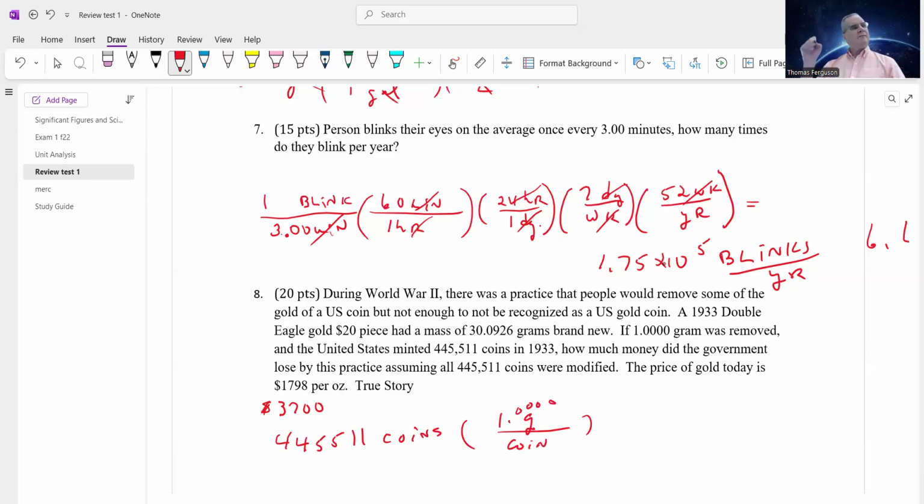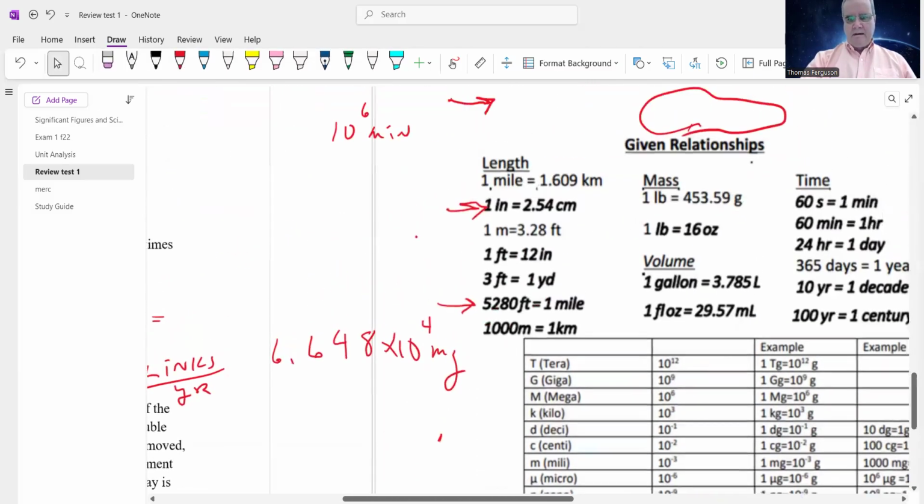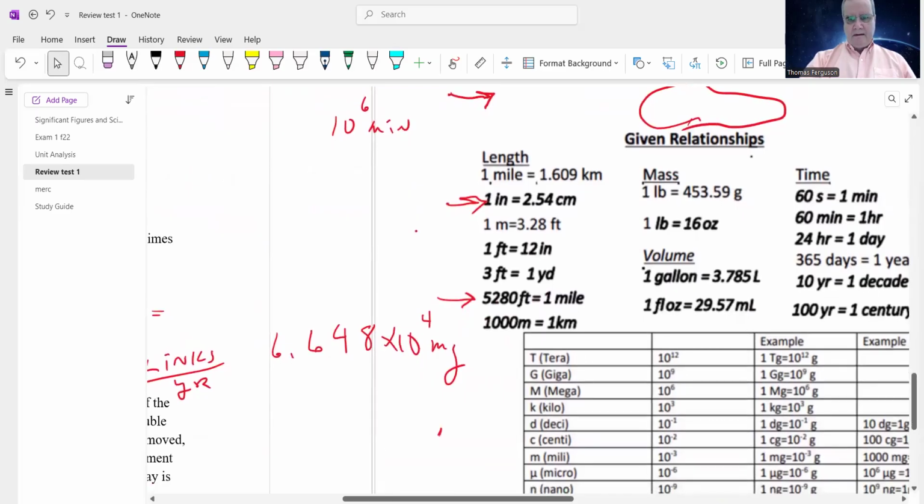That gives us grams of gold the government lost. Now we need to go from grams to ounce. And once we know ounces, we can figure out money. Well, we can go grams to pound.